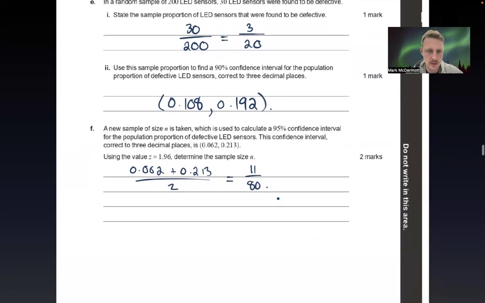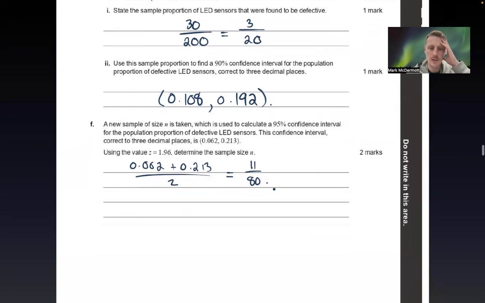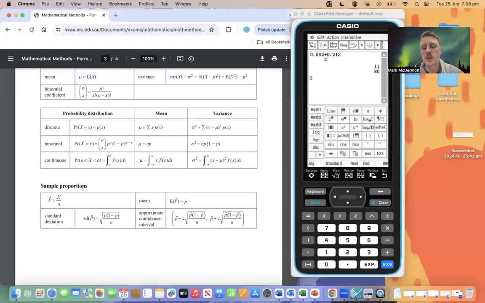You can tell I'm not confident. Anyway, I think that's right. And then what we need to say is, okay, the 95% confidence interval uses a z value of 1.96. So if I show you the formula sheet quickly, this is our approximate confidence interval. It says z is 1.96. P hat is our estimate of the population proportion. And then we just have to apply this rule and then find n.